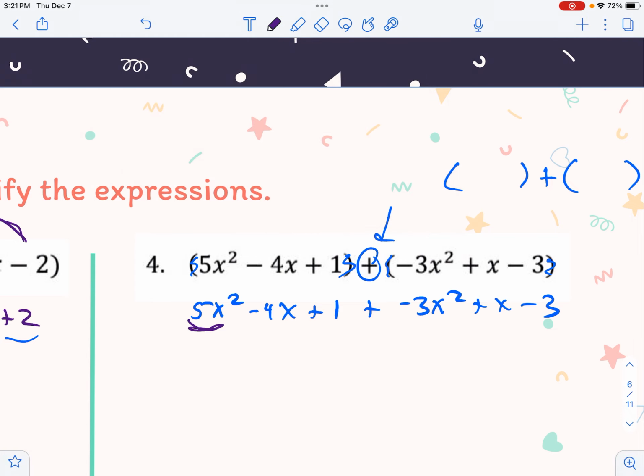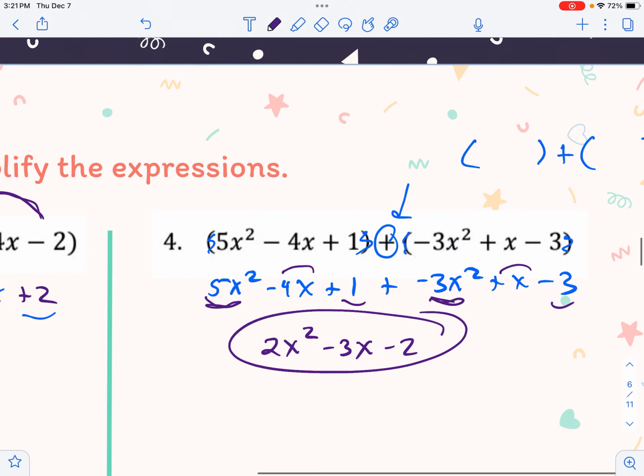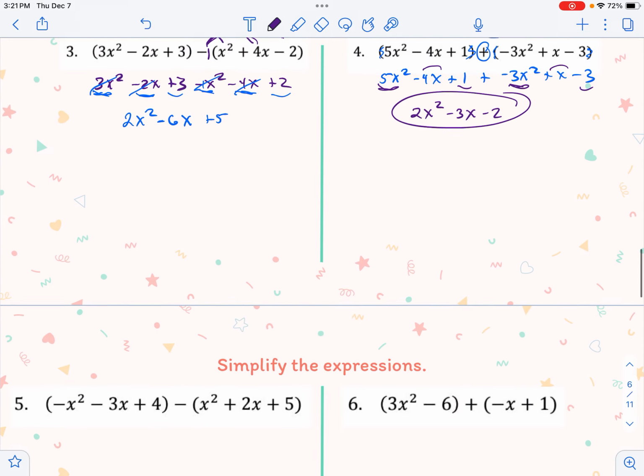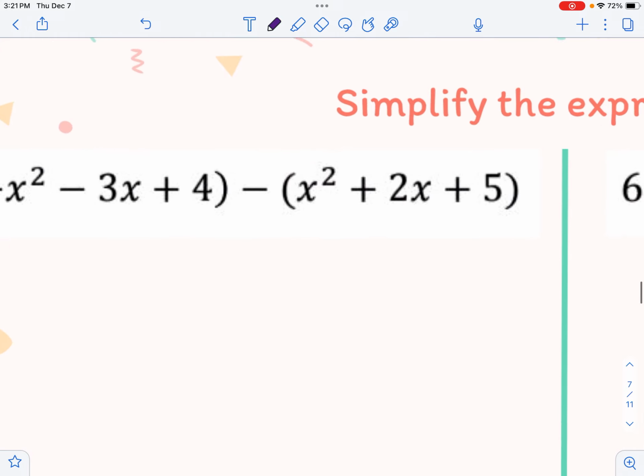Okay, so 5x squared and negative 2x squared, they're like terms. That's going to give me 2x squared. Negative 4x and x, that's negative 4 plus a 1. That's negative 3x. 1 and negative 3, that's going to give me negative 2. So combining like terms. We got some more subtraction here.